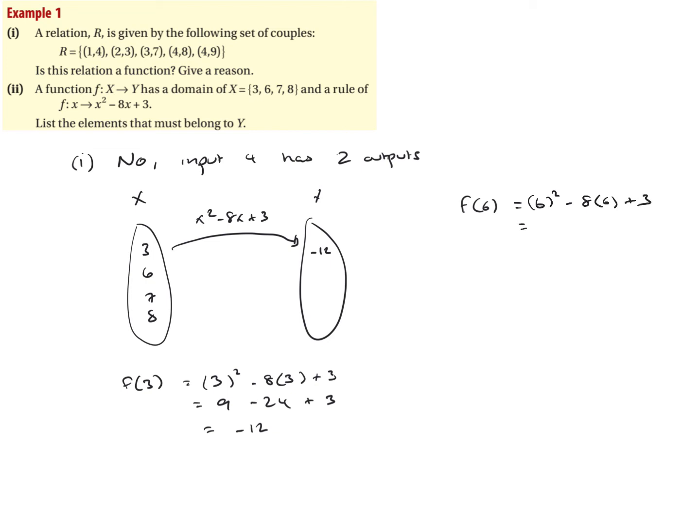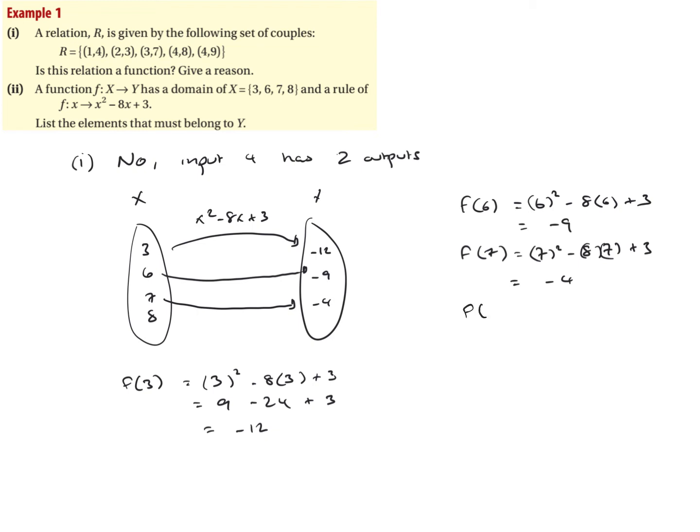If you whack that in your calculator, guys, you're going to end up with minus 9, so we can put that down there, minus 9, so that there is going to map on to minus 9. Put the next one through, function is 7, put 7 through, we get 7 squared minus 8 by 7 plus 3. And if you work that out, that's going to be equal to negative 4, so whack that in there. So 7 maps on to negative 4.